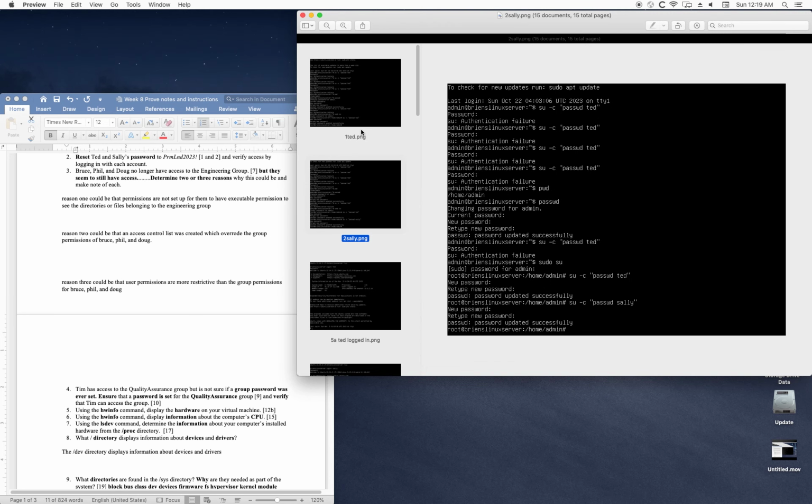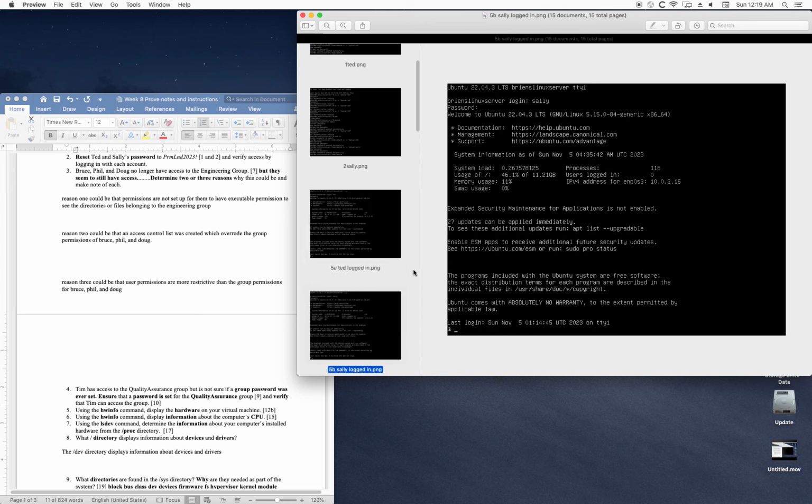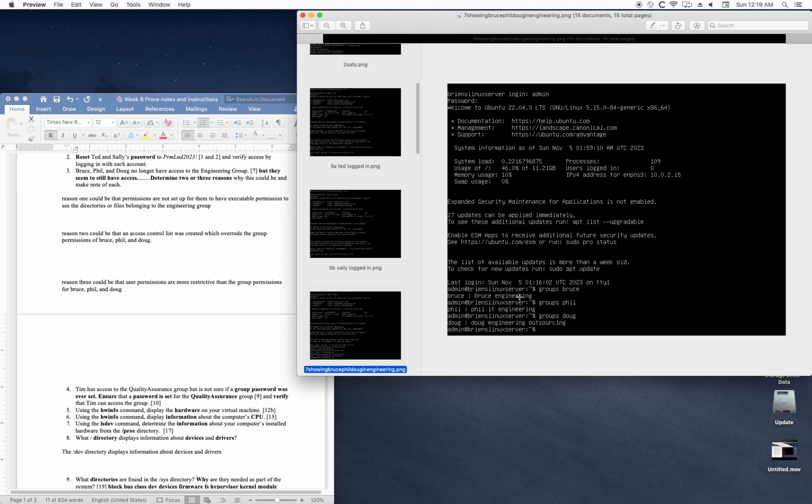And there is Sally's, right there, towards the bottom. And Bruce, Doug, and Phil no longer have access to engineering. I could not, sorry, Ted and Sally are logged in. There's Ted's screen, and there's Sally's screen where they're logged in. Next one is the three.